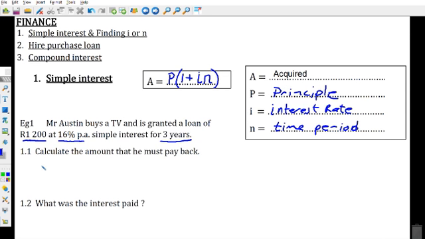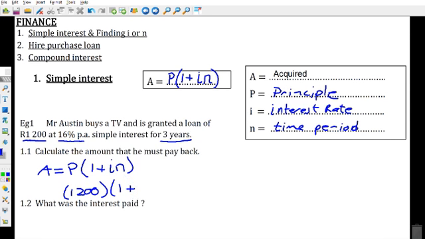So when we look at that, calculate the amount he must pay back. So he took an amount of 1,200 Rand. Good to know. So what is that? It is the P value. So if his amount is equal to P multiplied by 1 plus Rn, what is his P? 1,200 multiplied by 1 plus. Now, what was his interest rate?